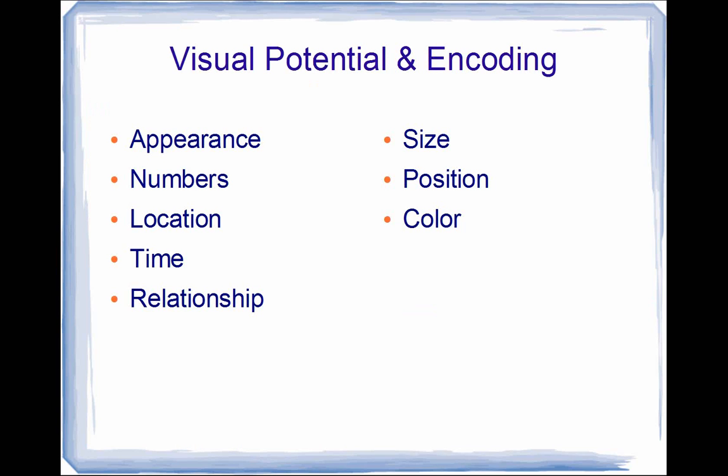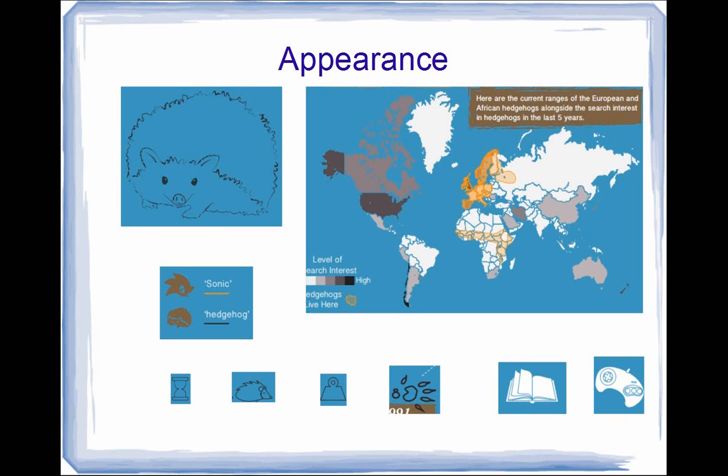Next, I'm going to talk about the different types of visual potential and how I use them in my infographic. These types are appearance, numbers, location, time, and relationships. I will also talk about the types of encoding, or making data into visual elements, that I used in my graphic. Appearance elements show you what something looks like, or explain what some part of an infographic is about.